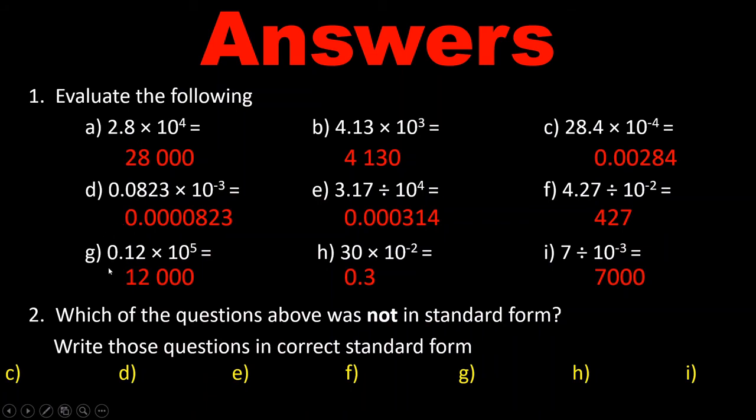G, 0.12 is not between 1 and 10. H, 30 is not between 1 and 10. I, 7 is between 1 and 10, but we're dividing here. We want to be multiplying.